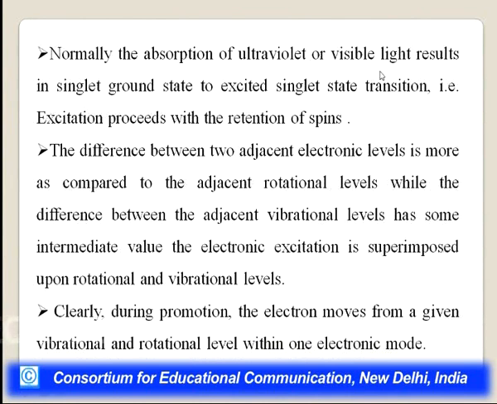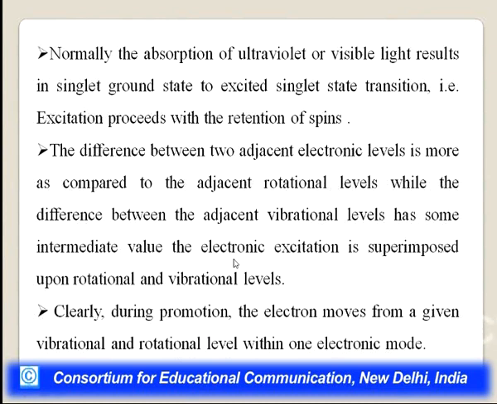Normally the absorption of UV visible light results in a transition from the singlet ground state to an excited singlet state. That is, excitation proceeds with the retention of spins. The difference between two adjacent electronic levels is more as compared to the adjacent vibrational and rotational levels, while the difference between adjacent vibrational levels has some intermediate value, and the electronic excitation is superimposed upon rotational as well as vibrational levels. During promotion, the electron moves from a given vibrational and rotational level within an electronic mode.